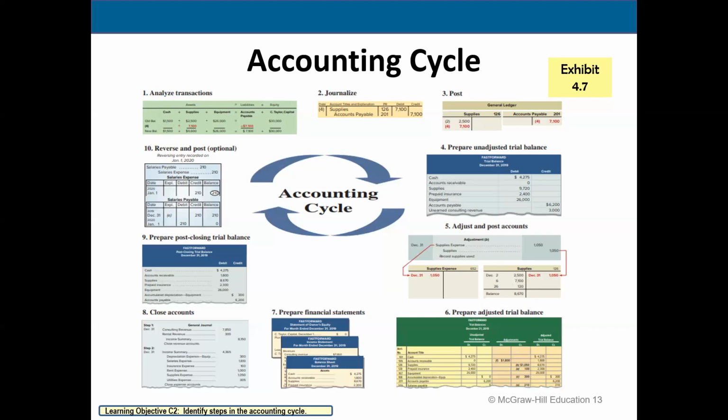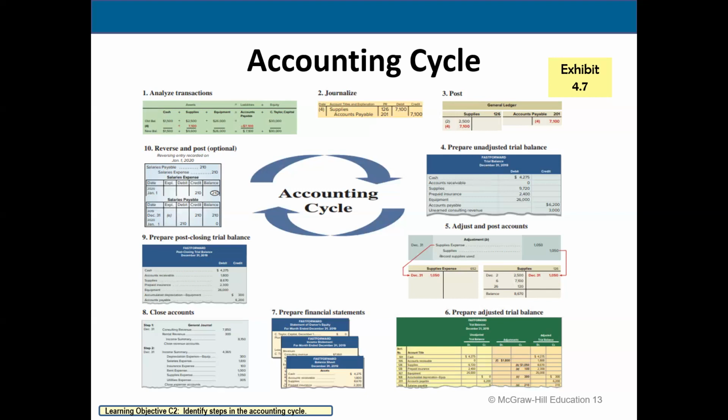So parts 1, 2, and 3 are occurring on an ongoing basis throughout the financial period. For this example, we'll assume the period is a month, the month of December 2019. So with 1, 2, and 3, we analyze transactions as they occur, we journalize them as they occur, and then we post them to the ledger as they occur. In step 4, we prepare an unadjusted trial balance. And that again just lists all the balances of the accounts before any adjustments.